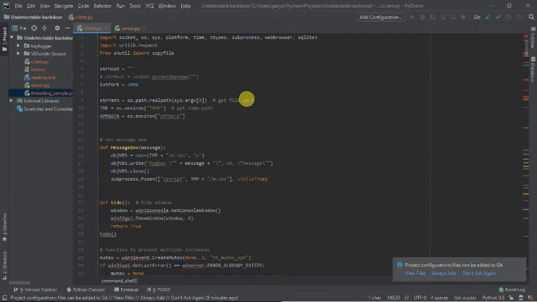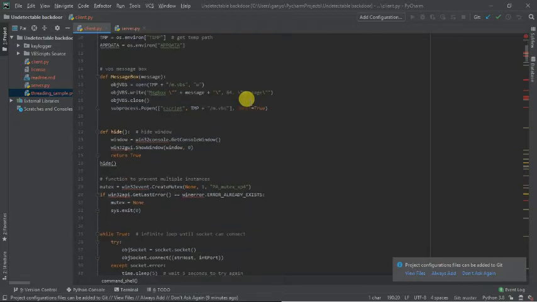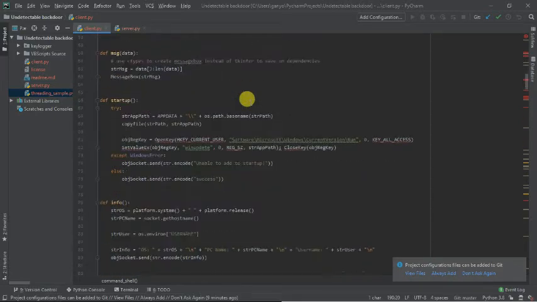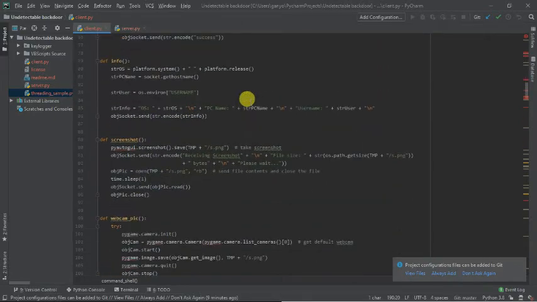This is a complete spyware or malware that I wrote. It's written in pure Python. This script is really powerful. It allows me to pretty much do anything when it comes to spying on someone. Let's take a look at a few of these.